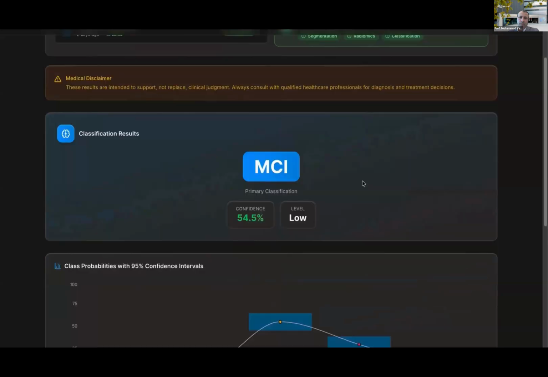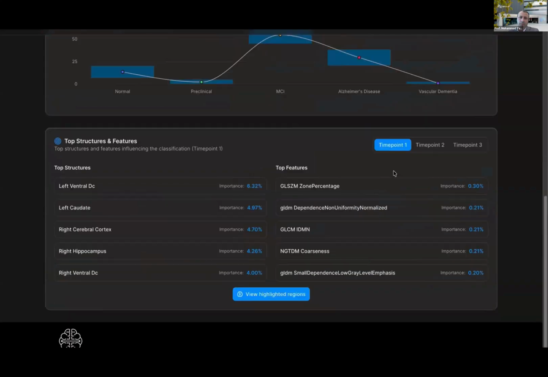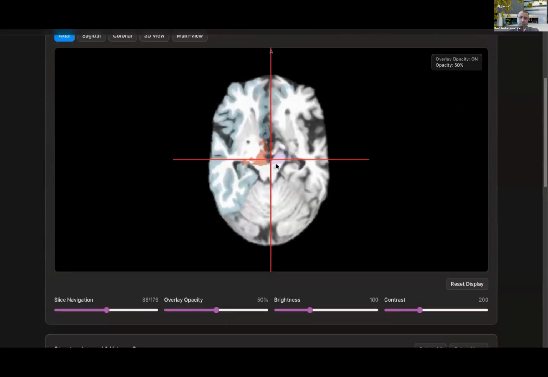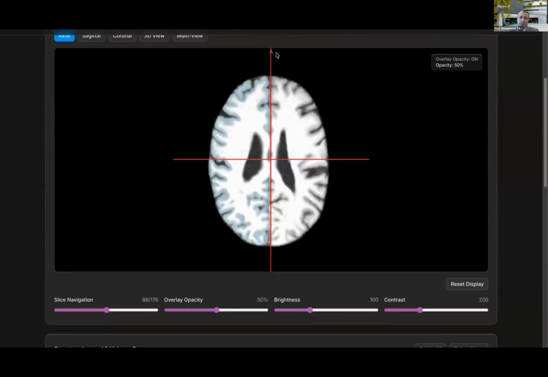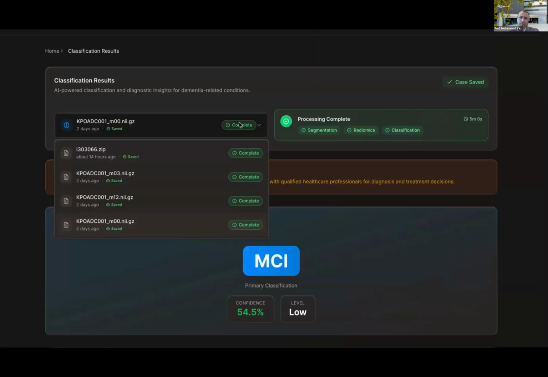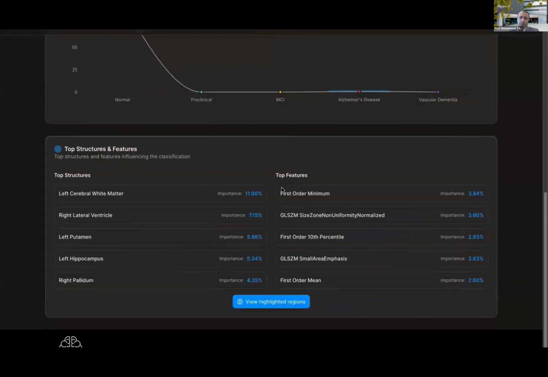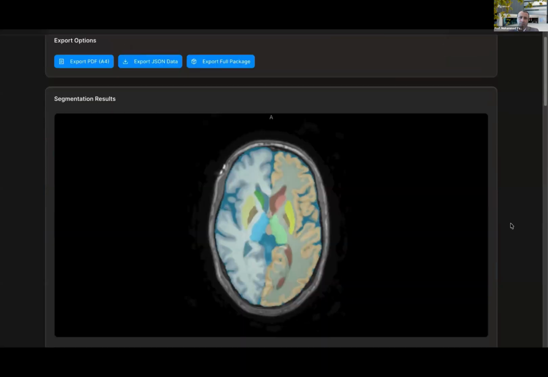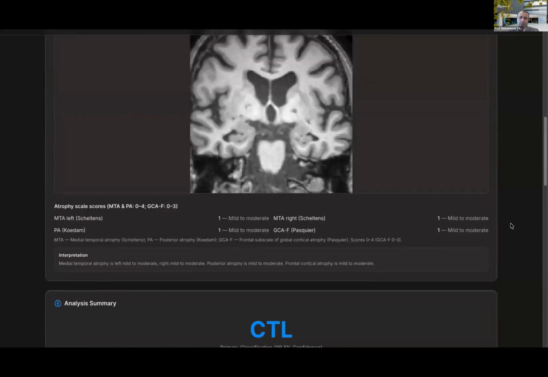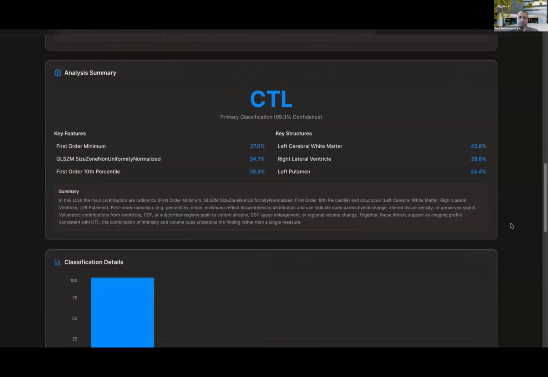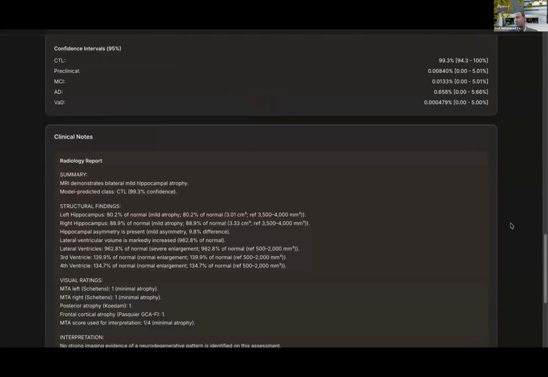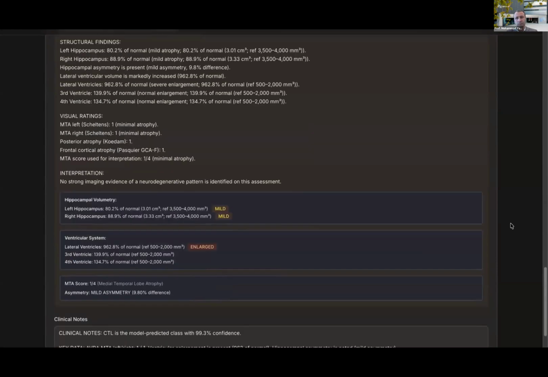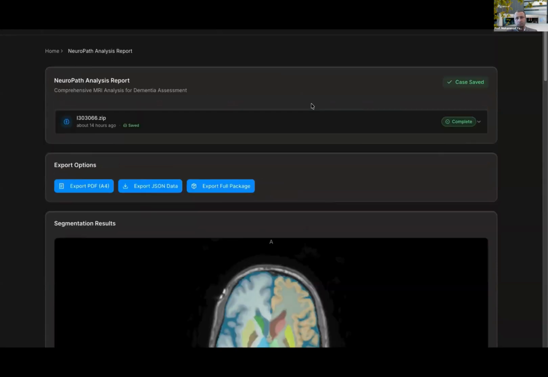The classification results page. Switching between time points shows how the contributing structures shift as disease progresses. Clicking View Highlighted Regions takes you directly to the segmentation viewer, where the top contributing structures are highlighted, turning the classification explanation into a spatial, anatomical walkthrough of the decision. The final output, the NeuroPath Analysis Report. A single export action generates the complete clinical deliverable. The analysis summary integrates classification results and key contributing features, from a raw MRI scan to this complete, structured clinical report. That is NeuroPath.